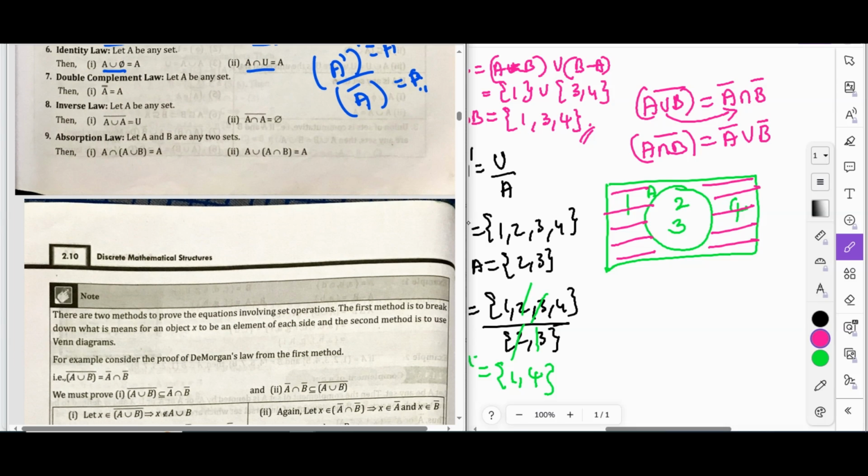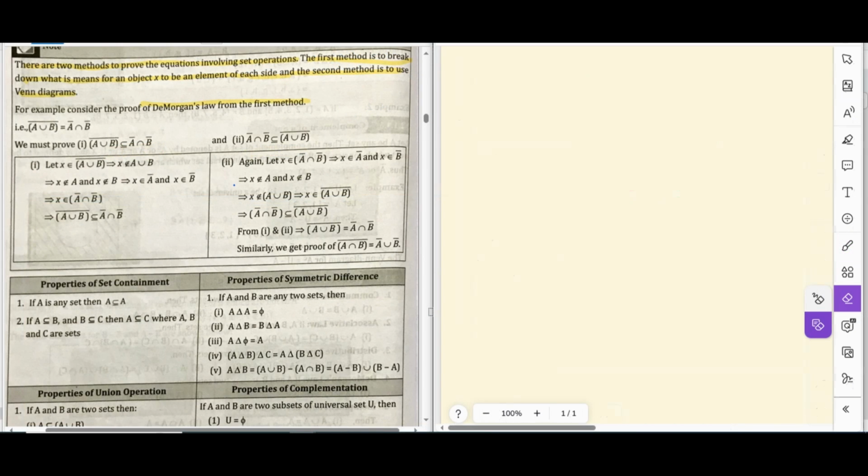Then the absorption law says A union of A intersection B will be A, and A intersection of A union B is also A. So these are some of the laws which we have in sets. There are two methods of proving an equation involving set operations. The first method is to break down the objects and prove LHS is equal to RHS, and the second method is by using the Venn diagram. We'll prove De Morgan's law by using the first method.